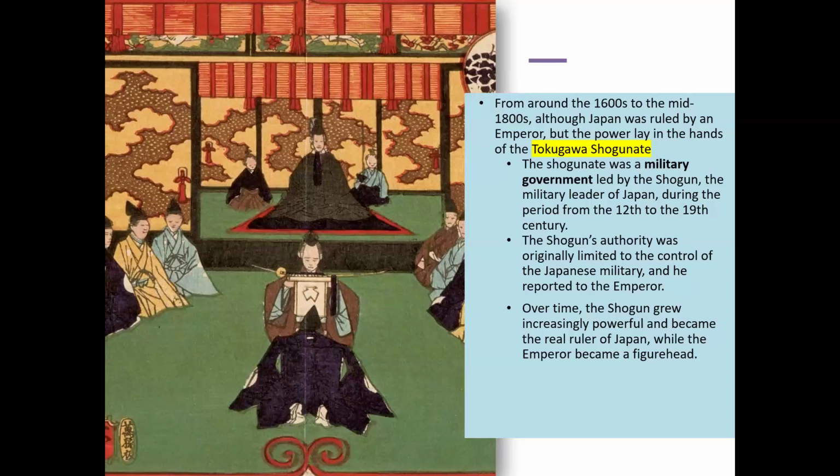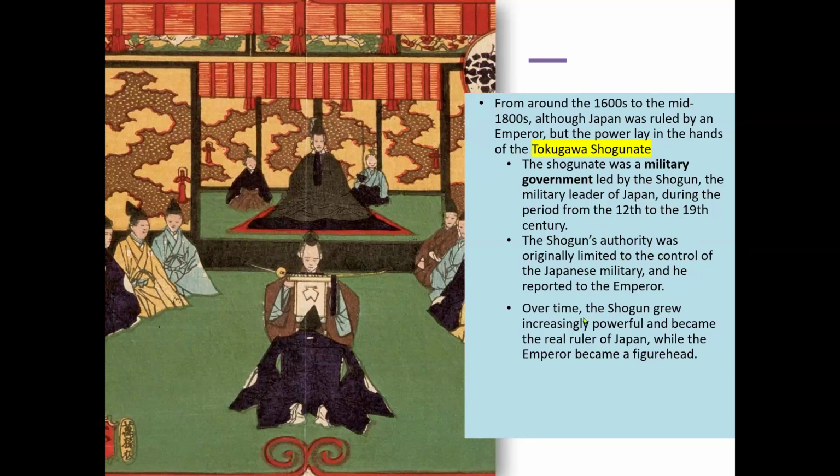All right. So specifically from the 1600s all the way to the 1800s, Japan was ruled by the emperor. However, there is always a shogunate, or what we call a military government, that is led by the shogun, which is the military leader. Now, by right, the shogun's authority was very limited because you do have the emperor, and the shogun is supposed to report to the emperor. So there are many shoguns, many military leaders, right?